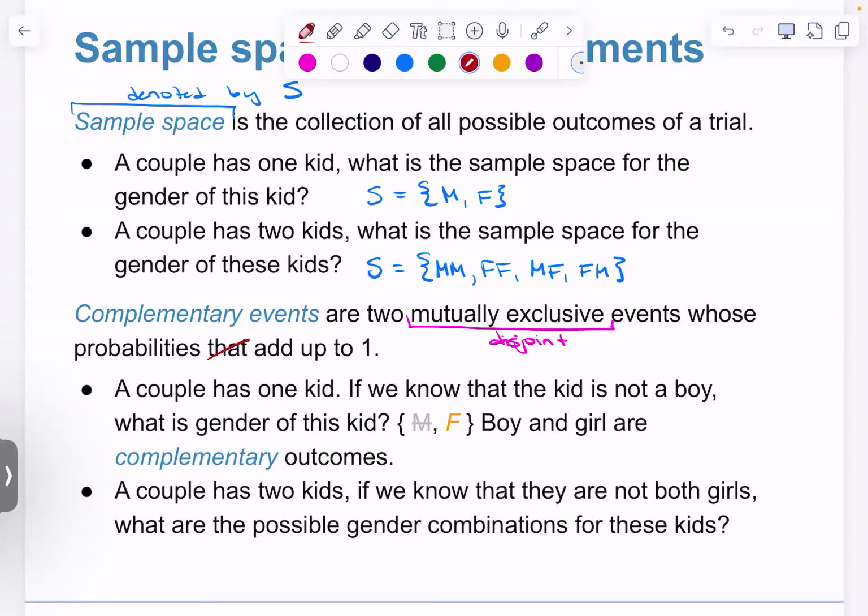So, for example, if we're told that a couple has 1 kid, 1 child, 1 baby goat, if we know that the baby goat is not a boy or male, what is the gender? Well, just knowing that it's not male tells me that it's female, right? Because these are complementary events.